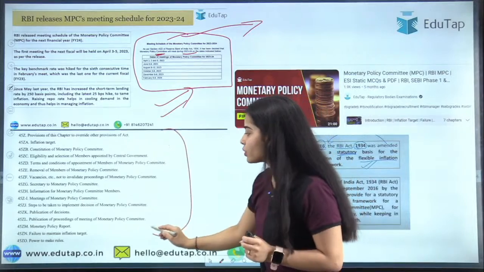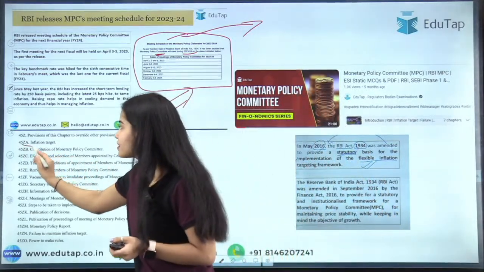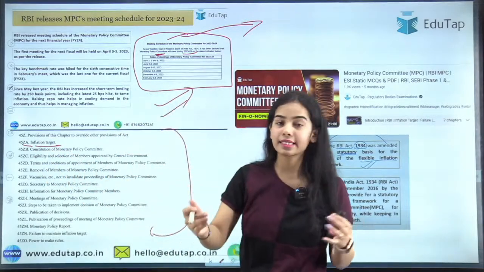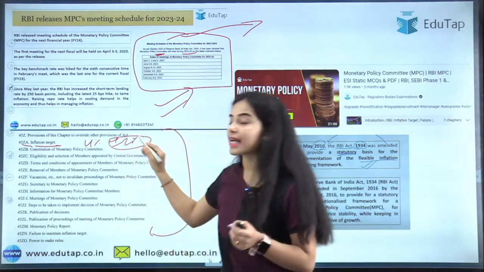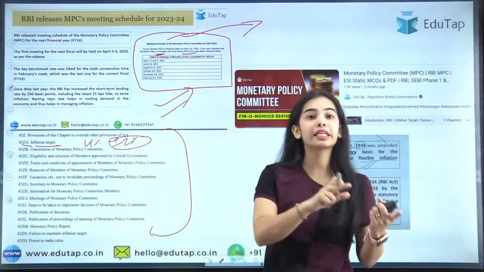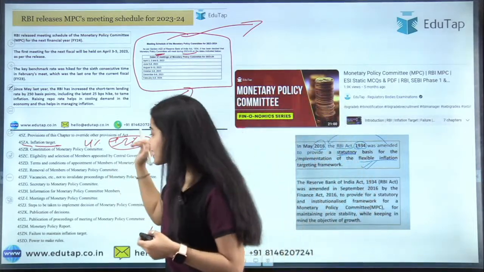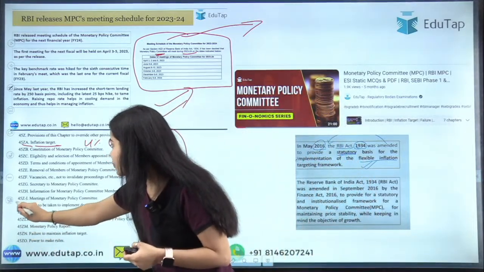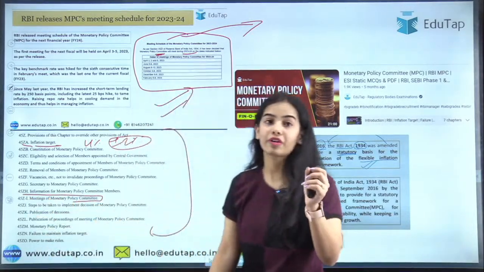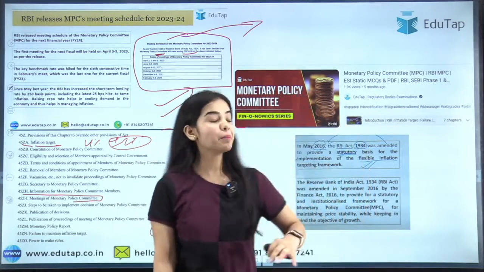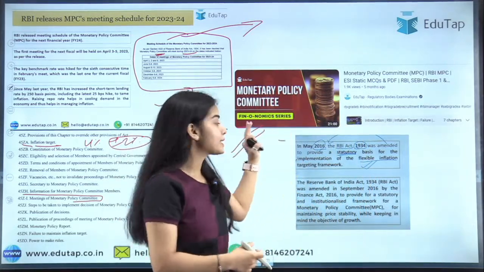Now here are the sections, if you want to understand the most important. It is 45ZA, in which the inflation target is decided, that is 4% plus minus 2%. This is decided by the government in consultation with RBI for a period of 5 years. The next important one is 45ZI, which is about meetings of the monetary policy committee. So the schedule is provided under 45ZI. I have taken a complete session on the monetary policy committee, which you can see, in which we have covered the static part.